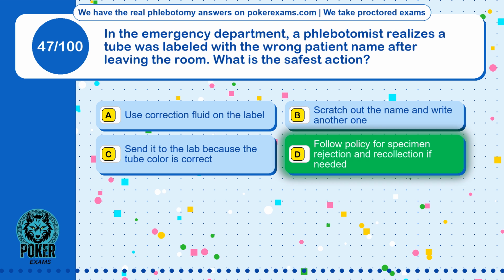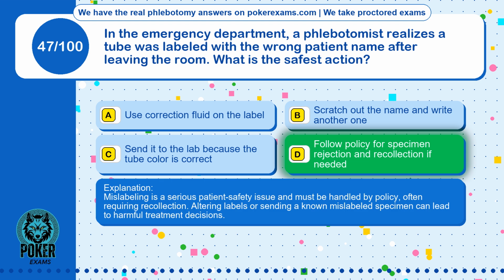The correct answer is option D. Follow policy for specimen rejection and recollection if needed. Mislabeling is a serious patient safety issue and must be handled by policy, often requiring recollection. Altering labels or sending a known mislabeled specimen can lead to harmful treatment decisions.